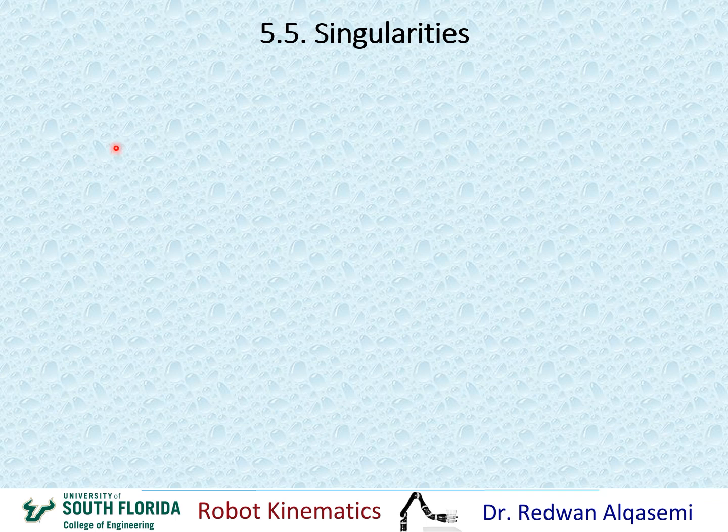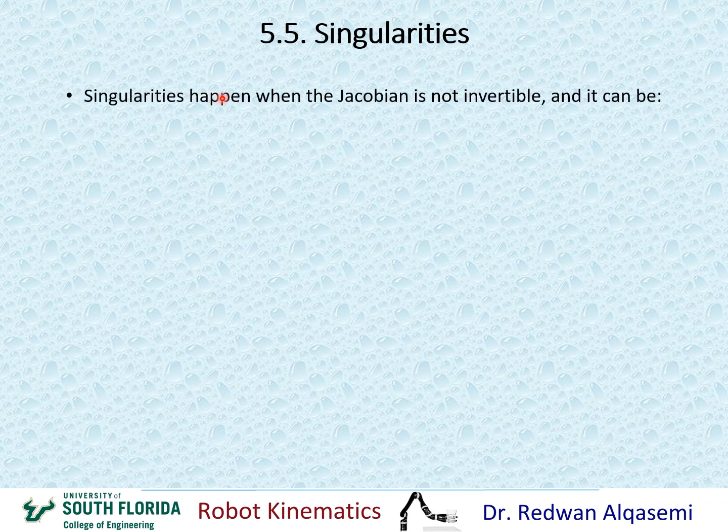I want to now talk about singularities and how we can find singularities and how we can possibly avoid some of these singularities as we deal with kinematics of robotic manipulators. So singularities are tied to the Jacobian, and whenever the Jacobian is not invertible, that means we are at singularity. So singularity and Jacobian go side by side, and we always like the Jacobian to be invertible so that we do not have singularity in our robot.